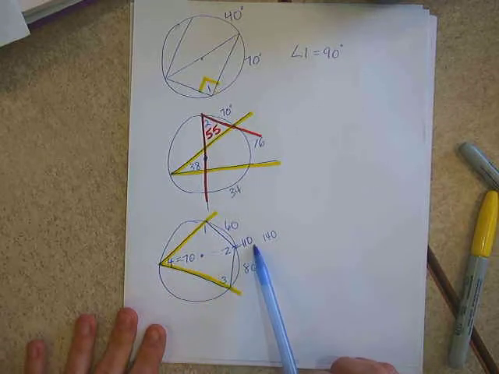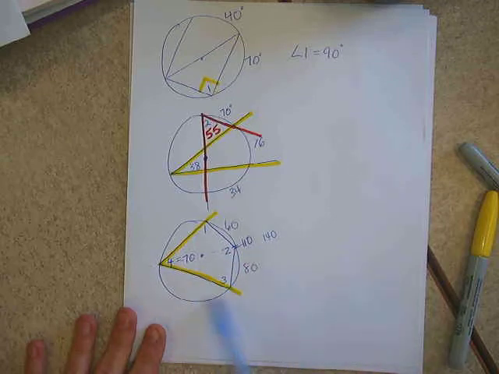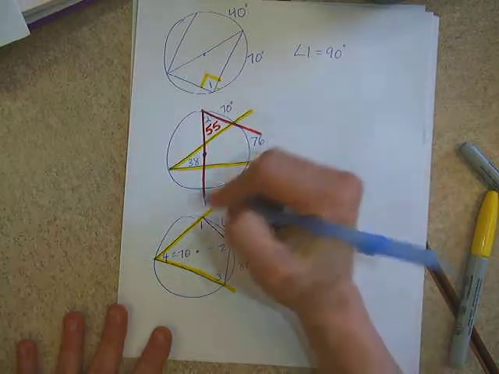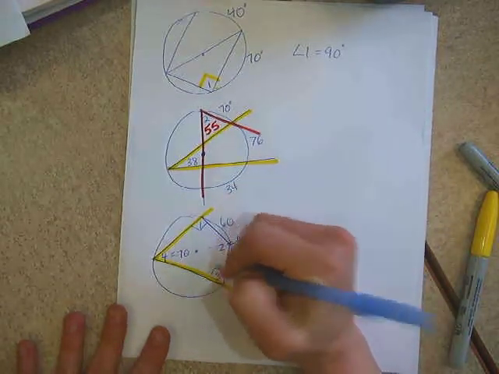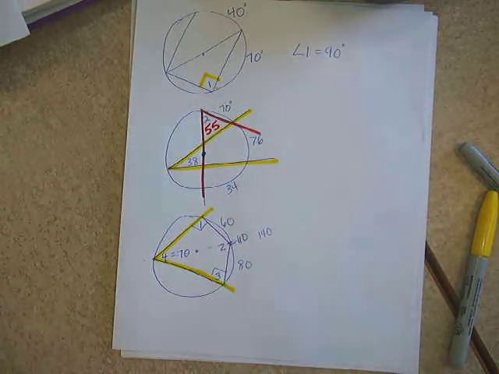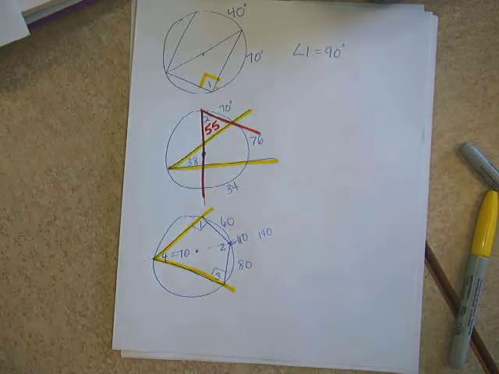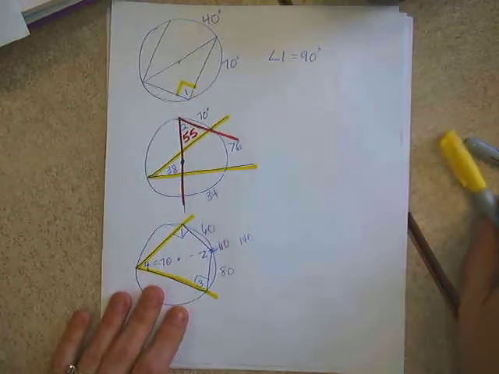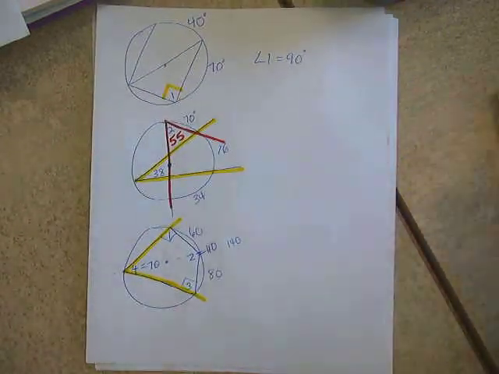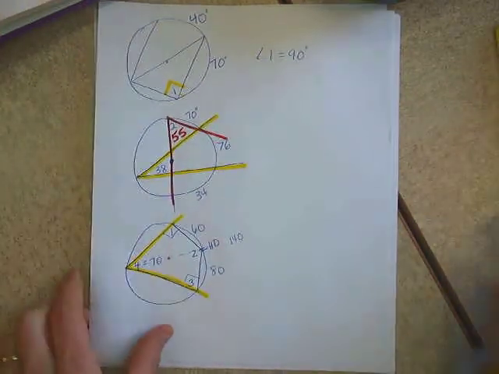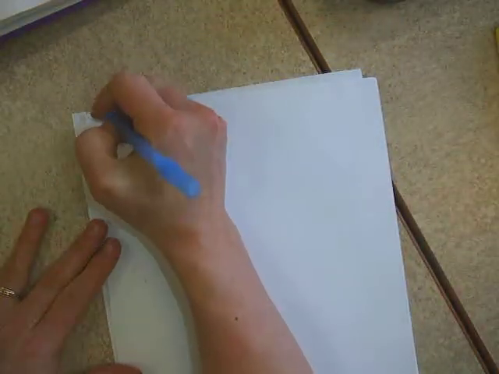And what about 1 and 3? Angle 1 is inscribed in a semicircle, and so is angle 3. So they would both be 90. Okay, so you want to look for those semicircles. So they are both 90, and they're both supplementary, so it works. All right.